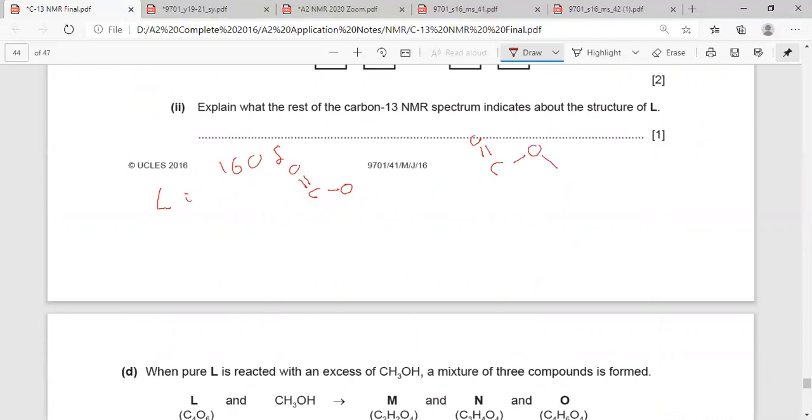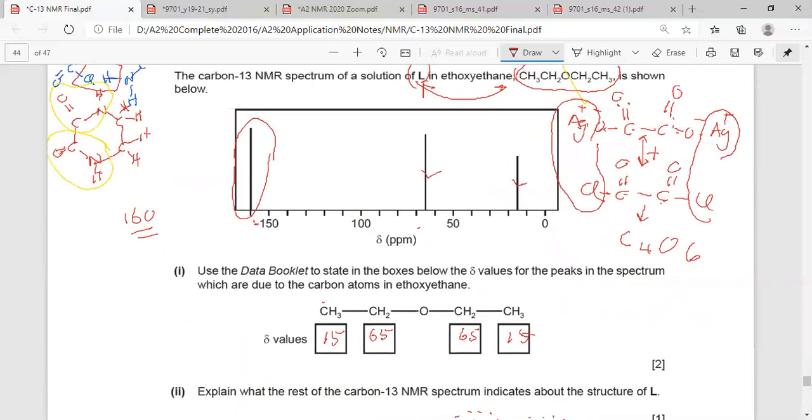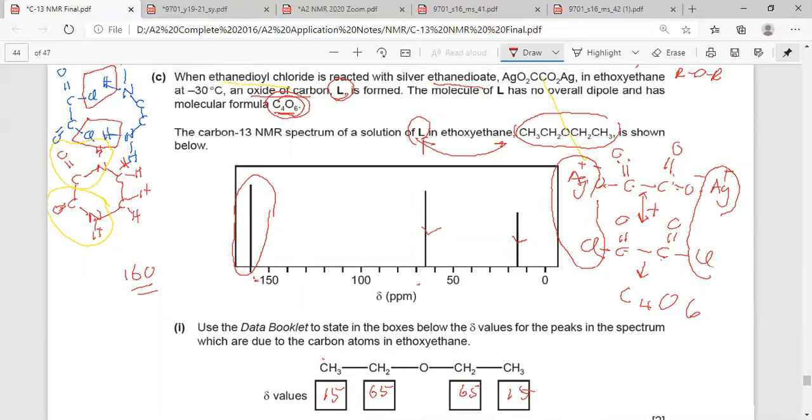Two carbons here, double bond O. See now, this is the original one, to another O. So use your imagination. This part here is from the acyl chloride. This part here is from your silver, silver ethane dioxide.